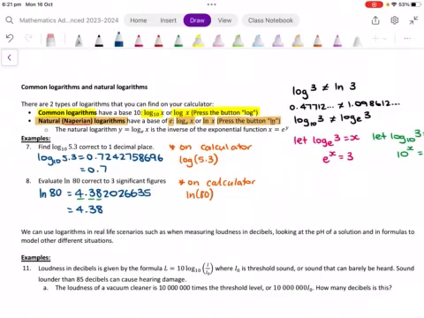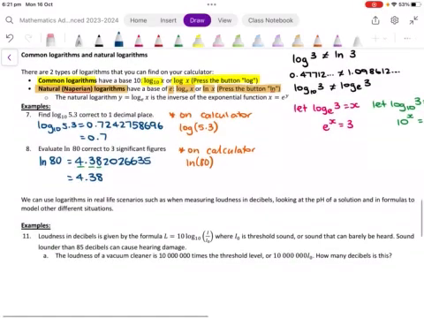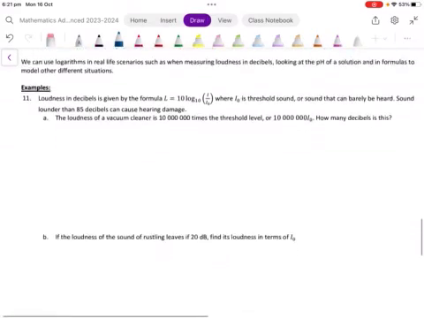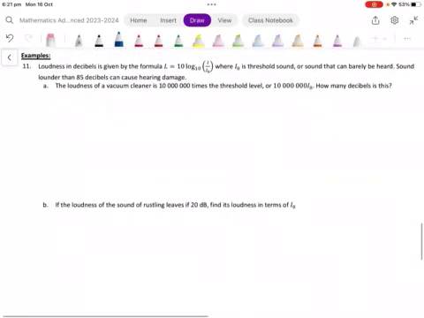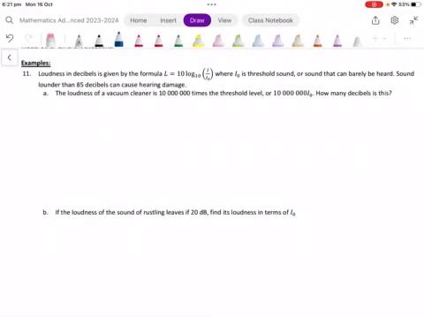Finally, we can use logarithms in real life scenarios, such as when measuring loudness in decibels, looking at the pH of a solution, and in formulas to model other different situations. So our first example, or our only example here, before we get on to some exercise work, is loudness in decibels is given by the formula L equals 10 log base 10 of I over I0, where I0 is the threshold sound, or sound that can barely be heard. Sound louder than 85 decibels can cause hearing damage. So the loudness of a vacuum cleaner is 10 million times the threshold level, or 10 million I0. How many decibels is this?